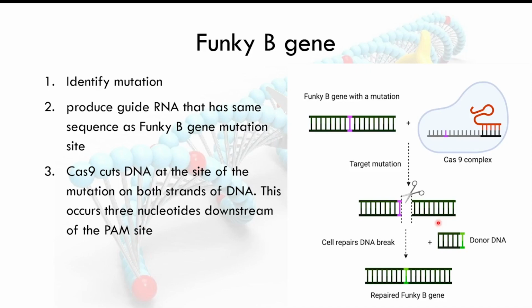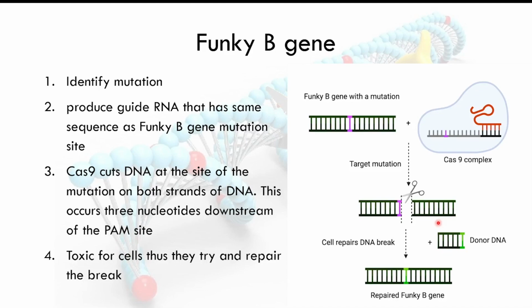This occurs, and this becomes important later, 3 nucleotides downstream from the PAM site. Remember we mentioned the PAM site just before? That PAM site is not included in the Cas9 locus. 3 nucleotides downstream from that is where your CRISPR-Cas9 cuts the DNA. We'll come back to this.